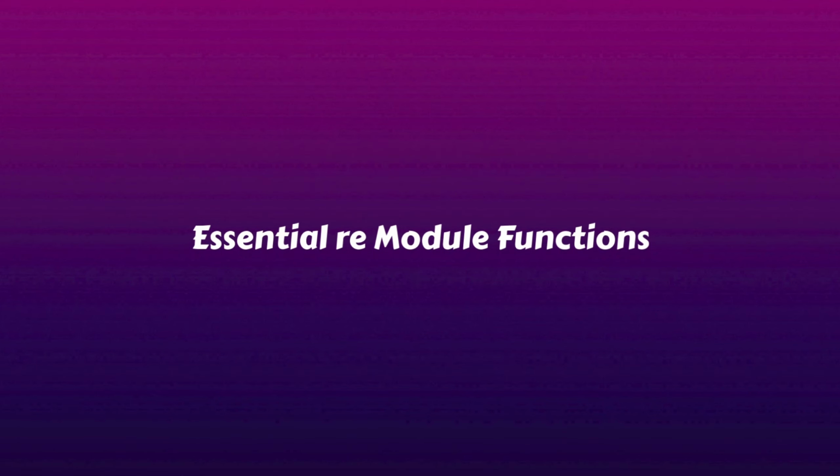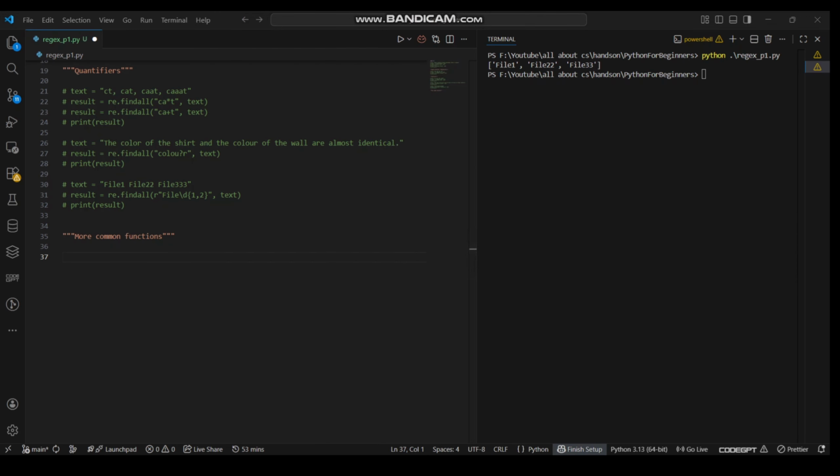Now, as we have learned about the special characters and meta characters, let's explore some more functions in the RE module that we will use most often. We have already seen the search and find all. Now let's look at match. Let's define a text. Now we can use the match function to search for a match.